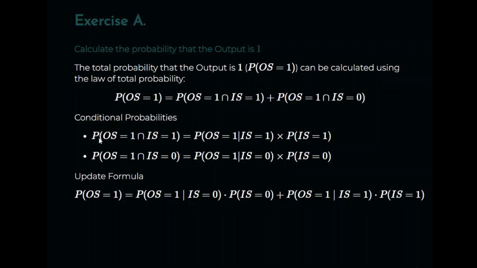Just to emphasize it, that's the conditional probability formula just rearranged. And likewise, for the second bullet point there, similarly, that's the conditional probability formula just rearranged. Okay? So essentially what we're going to do now is update our formula. Probability of OS equal to 1 equals the probability of OS equal to 1 given IS equal to 0, times the probability of IS equal to 0, plus the probability of OS equal to 1 given IS equal to 1 times the probability of IS equal to 1.